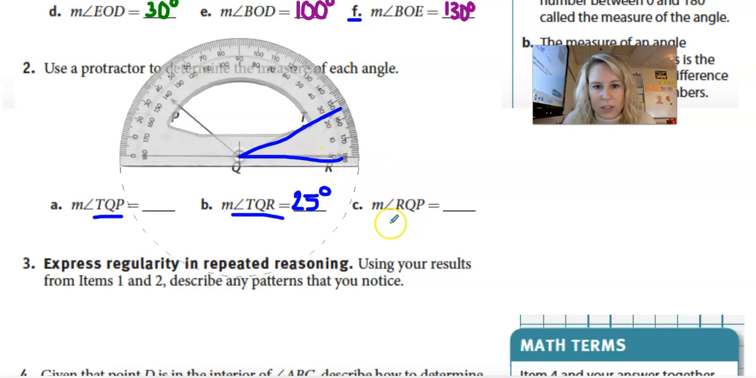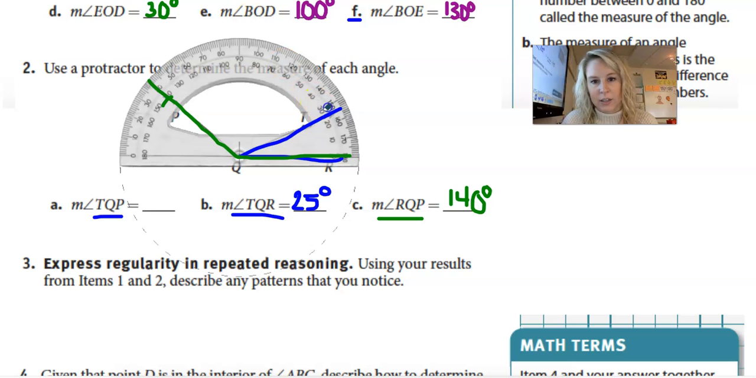Let's look at RQ and P now, since my angle is already here. So RQ and P, if I extend that out, it's an obtuse angle, so I'm going to go with this larger number of 140 degrees. Okay?